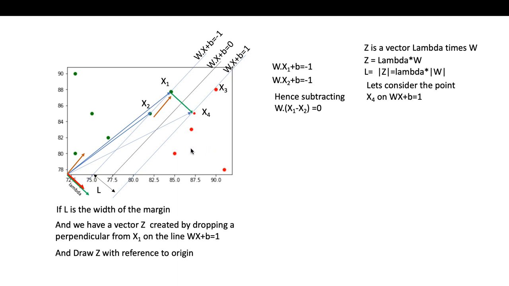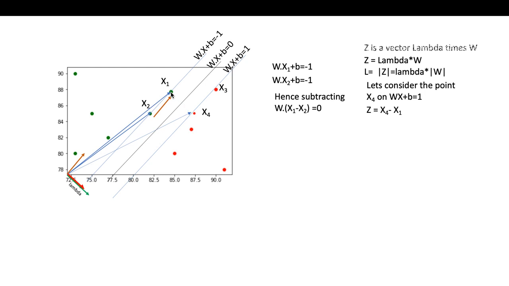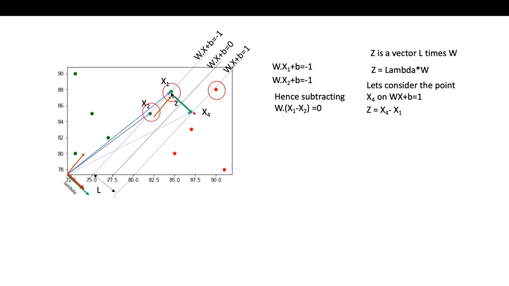So what can we say about x4? x4 is also a vector, right? So we get an equation from here also. We get Z in terms of x4 and x1. If you observe carefully, Z is x4 minus x1. Now this will help us derive the width between these two lines. So what do we have? We have Z is lambda times W. So the vector x4 minus x1 is also lambda times W.